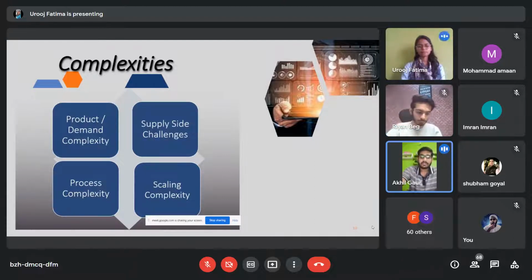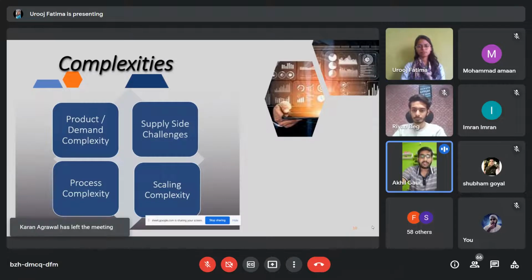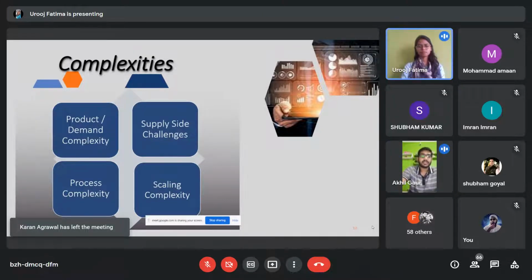Most of the large retail outlets have so many touch points and geographical presence that these lead to complexity in the process itself because the strategies are different for different regions. Now, the last complexity is related to the scaling.